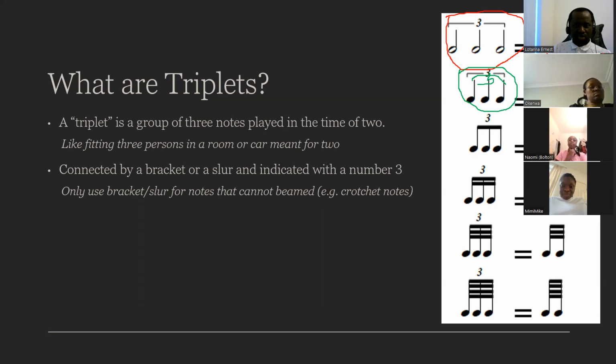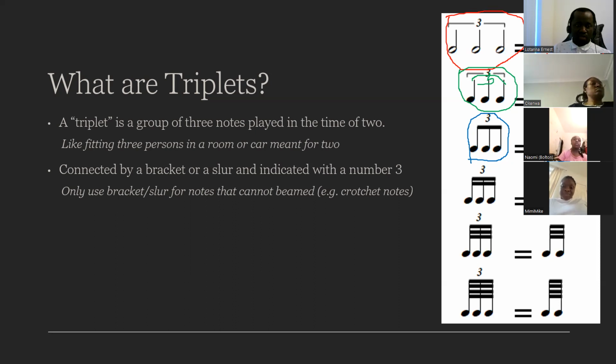The other example I'll just give is this. Now this one has beams. So you join them by the beams and you just put 3. So no need for bracket or slurs. And then the equivalent is 3 quavers played in the time of 2 quavers.